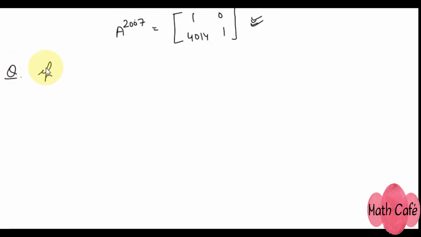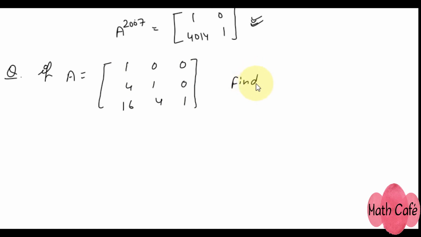Let's say it is given that a matrix A is 1 0 0, 4 1 0, 16 4 1. Then we need to find the value of A raised to 50. Alright, so let's proceed with the solution.